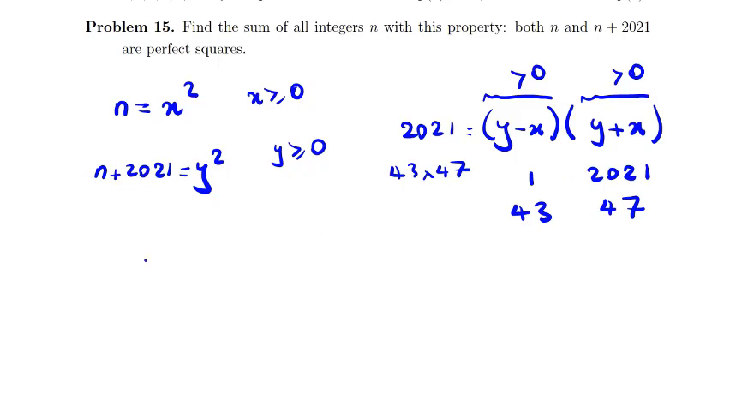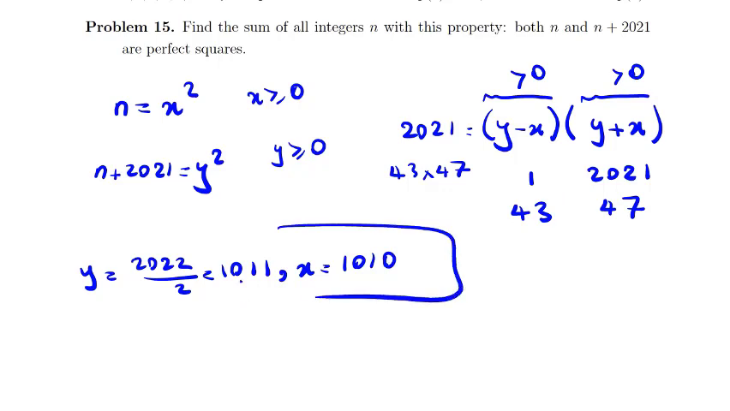For the first case, if you add up these two numbers, 2y will be 2022, and 2022 over 2 will be y, which is 1011. Y minus x is 1, so x is y minus 1, x is 1010. So we found one answer. Y is this, and n is x squared. So for this case, n is 1010 squared.